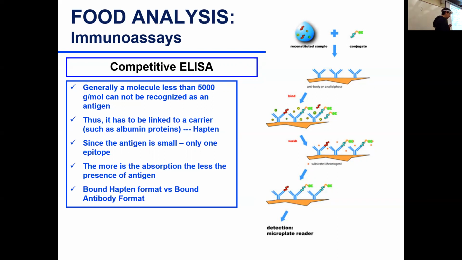So if in the exam I give you a sandwich ELISA figure and I tell you to label it, and then I tell you, give me an application, and you say mycotoxin, it would be wrong. Competitive ELISA cannot be used for large proteins, and regular ELISA cannot be used for small molecules. So sandwich ELISA cannot be used for small molecules.